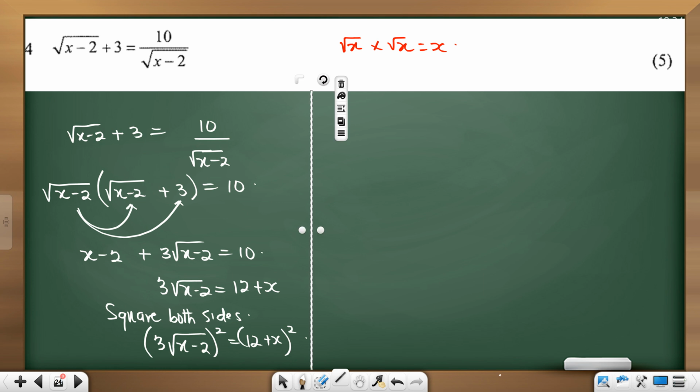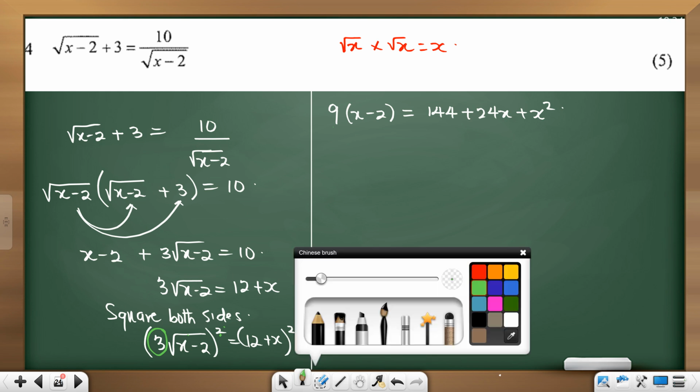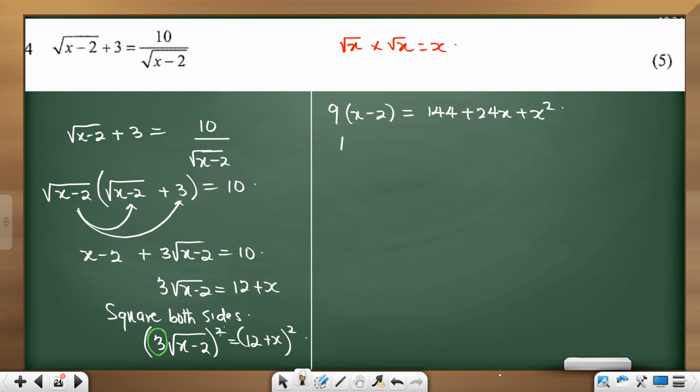Are you still having the same thing? I'll have 9 into bracket x minus 2 equals 144 plus 24x. I'm foiling here. Alright, let me see who is lost. Because if I'm squaring, I am saying 3 squared would give me 9. Then the square here cancels that square root. That leaves me with x minus 2. Let me know, guys. Can we expand? 9x minus 18. All right, can I bring all the numbers here?